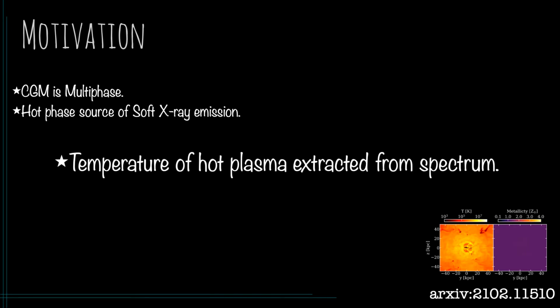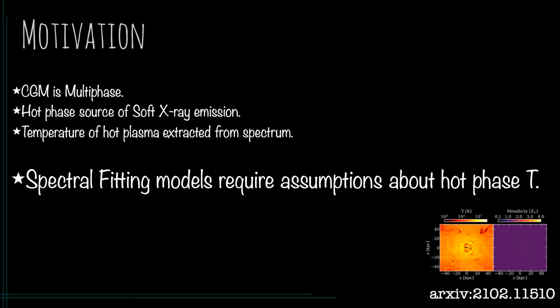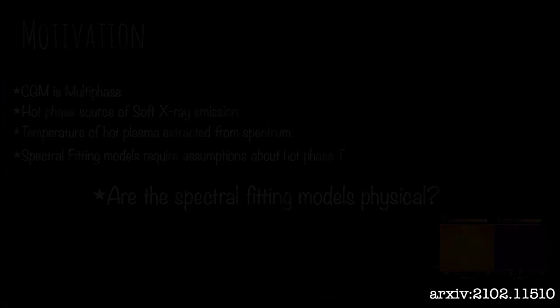The X-ray spectrum of this diffuse emission is a very important source of information for the hot gas temperature and metallicity. In order to interpret the spectrum and obtain physical quantities from it, fitting models are generally used. These models are based on some simplifying assumptions about the temperature distribution of the underlying plasma. The main question that we are asking is whether the popularly used spectral fitting models are representative of the gas distribution in the CGM. That is, are they physical?